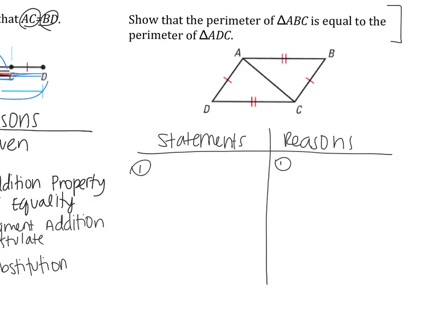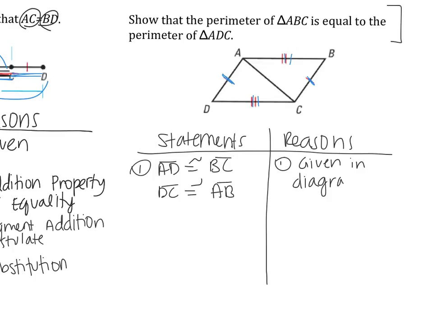So one thing that we know is we know that AD is congruent to BC because of this single tick mark. We also know that DC is congruent to AB by the two tick marks. So the reason for this is both of these statements are given in the diagram. Okay, so that's what we know right off the bat.